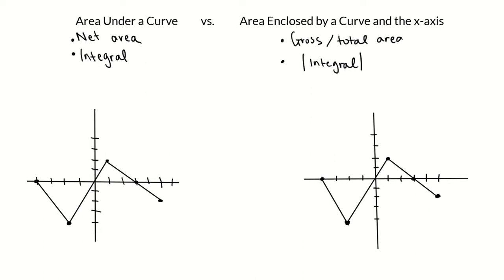So if we think about an area related to an integral, it can be positive. It's going to be positive when the area is above the x-axis. And area related to an integral can also be negative. It's going to be negative when the area that we're looking at is below the x-axis.